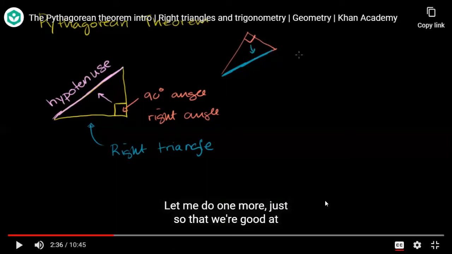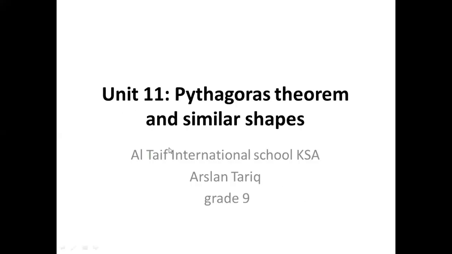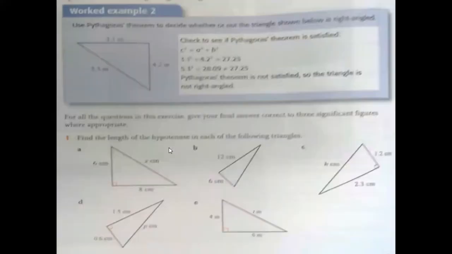Okay, that's it. Now we will start our lecture. In this case, you know that opposite of 90 degrees is called the hypotenuse. So before you start, first thing you find is where your right angle triangle is. Opposite of this is your hypotenuse. Now let's start our topic: Pythagoras theorem and similar shapes.